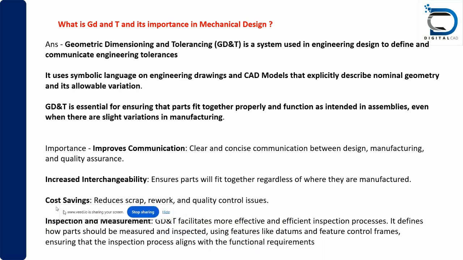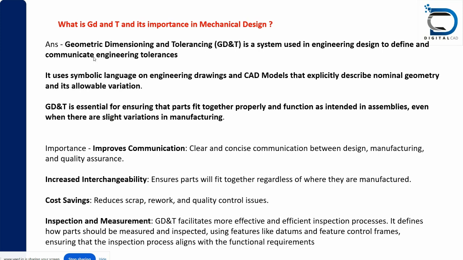And then, inspection and measurement. GD&T facilitates a more effective and efficient inspection process. When the part goes to quality control, they check the complete drawing, and whether the part is manufactured as per the drawing or not. That makes the inspection process more effective and efficient. It defines how parts should be measured and inspected, so we have to check the part as per the drawing. The design engineer who created the drawing considered all the conditions, and as per that, the quality team is going to inspect it, using features like datum feature control frames, ensuring that the inspection process aligns with the functional requirements. So this is the answer; you can make it even shorter.